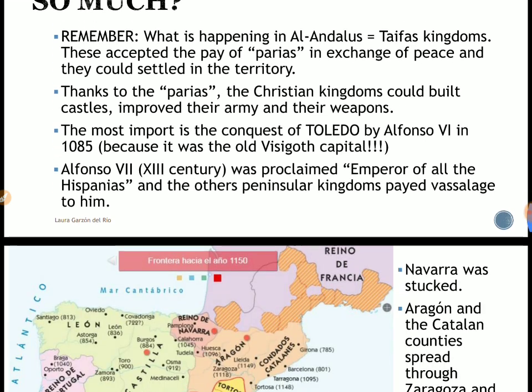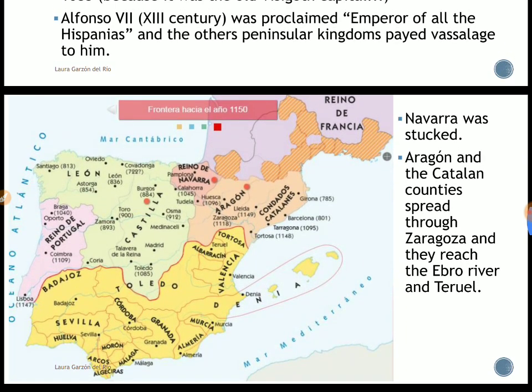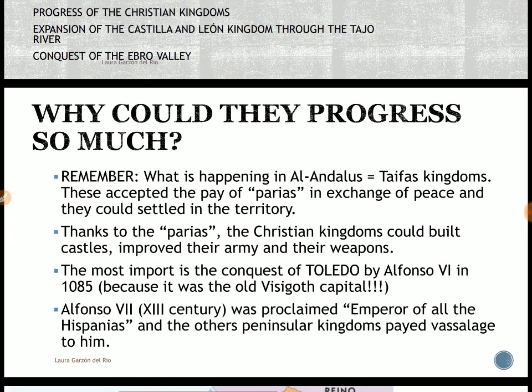Remember, in the first period of Taifa kingdoms, you can see here, we have 25 taifas. Some taifas are going to accept to pay parias, or taxes, in exchange for peace, and they could settle in the territory. Thanks to the parias, the Christian kingdoms could build castles and improve their army and their weapons. All the taifas that didn't accept to pay these taxes suffered from the attacks and progress of the Christian kingdoms. The most important is the Kingdom of Castilla and León.